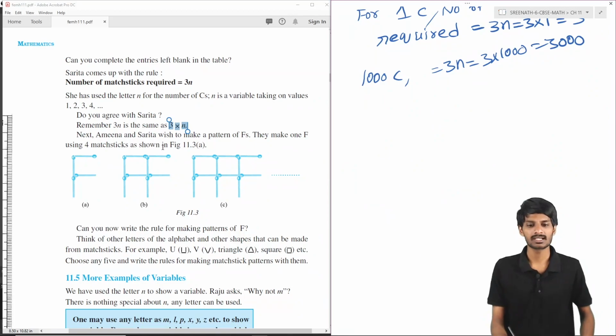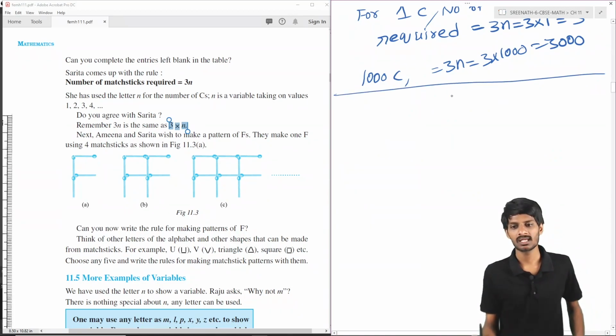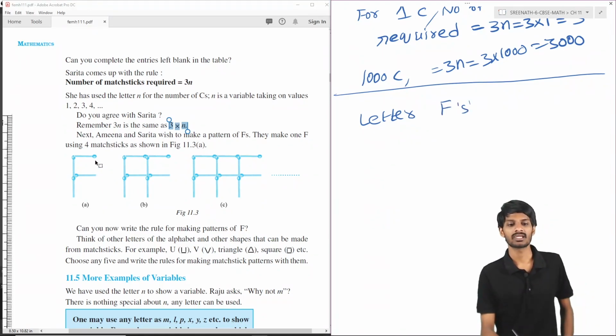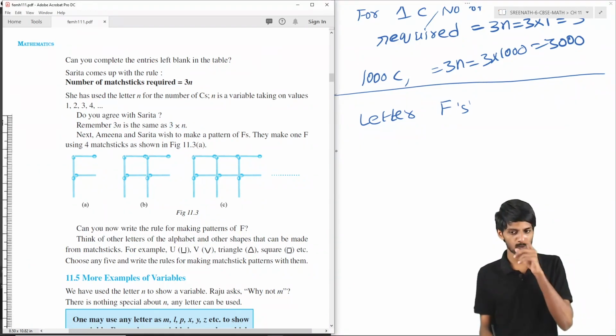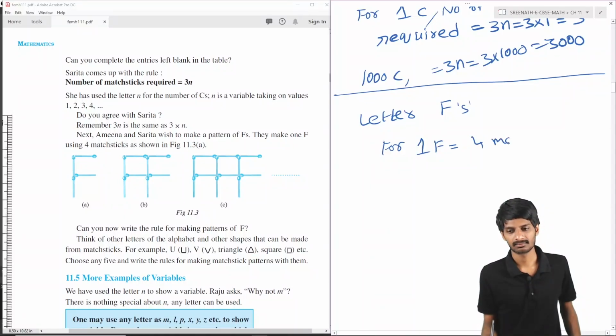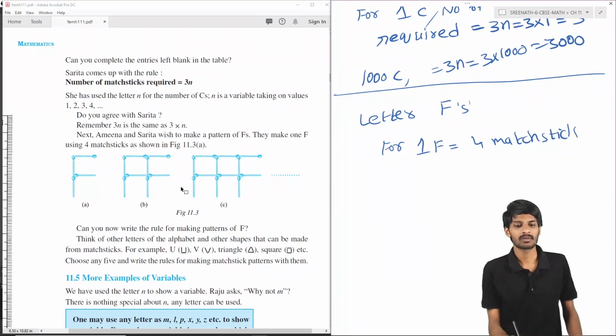So next, Amin and Savita wish to make a pattern of f. Then they have found it to form a letter f. In a similar way, students, for f how many matchsticks are required? 1, 2, 3, 4. So for 1 f they require 4 matchsticks. Like that, if the process goes on.